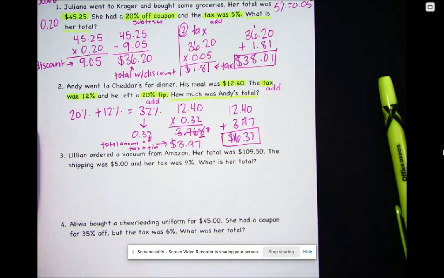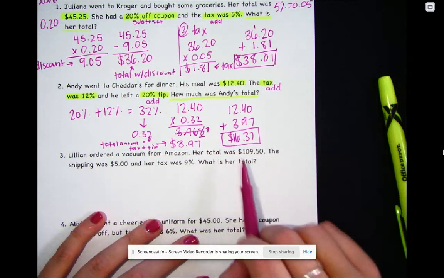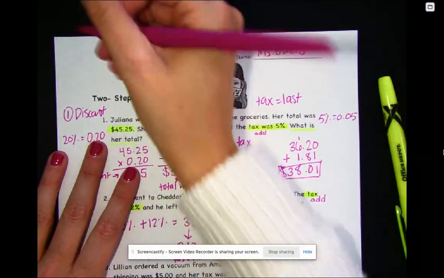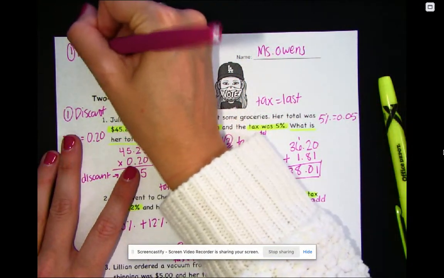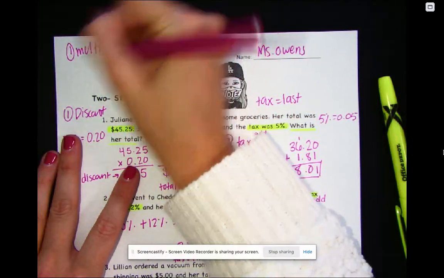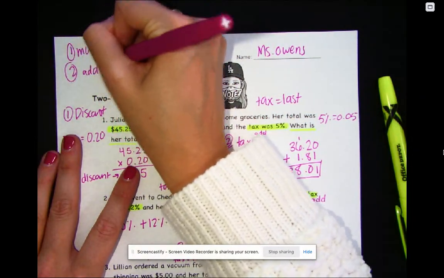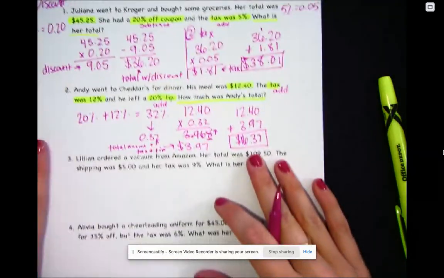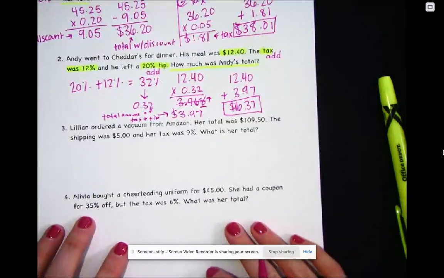Okay, so Andy's going to pay $16.37 with tax and tip. I'm going to move up here and draw a little thing. Remember, step 1 is to multiply, and then step 2 is going to be add or subtract. Okay, every time. All right, number 3.